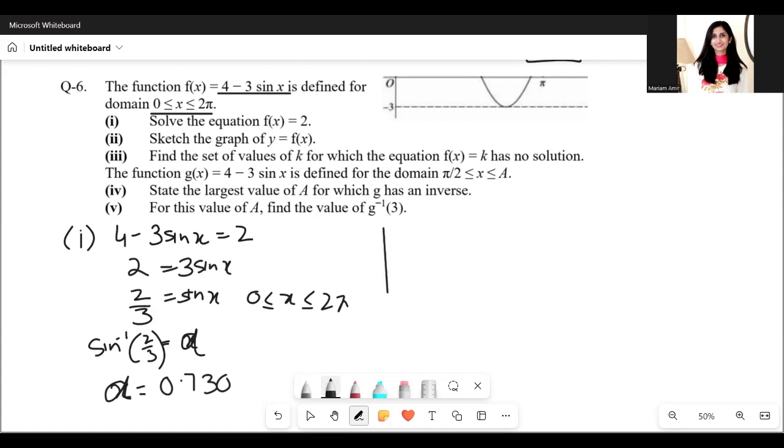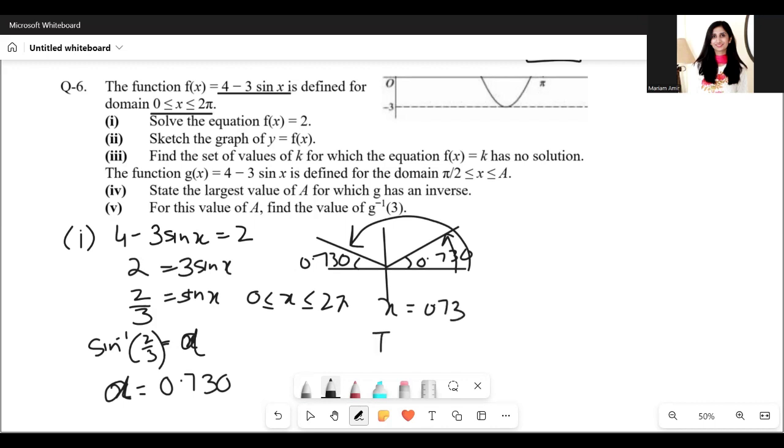Now sine is positive in the first quadrant and in the second quadrant. So the solutions in the interval should be this one and this one. One of the solutions is simply 0.73 and the other one would be π minus 0.73, which comes out to be 2.41. These are the two solutions of the equation in part 1.